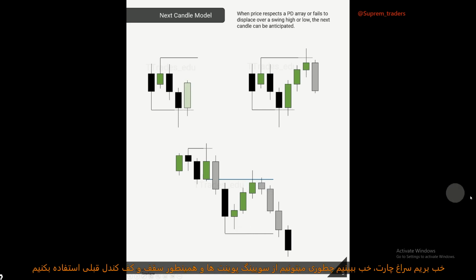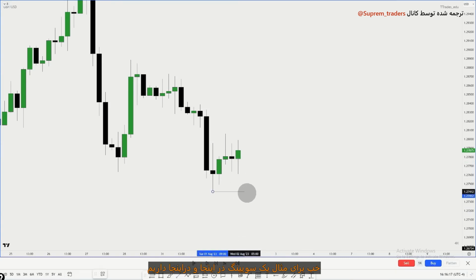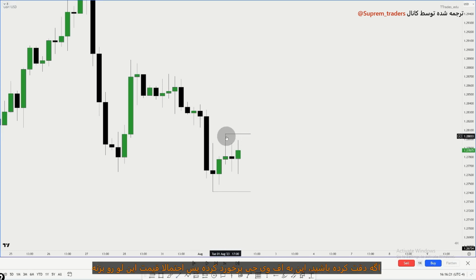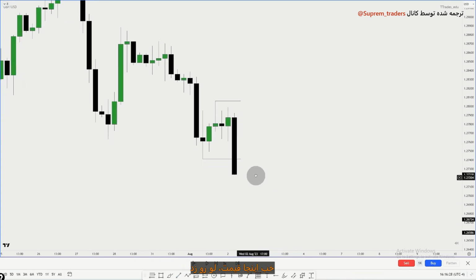So let's get into the charts. Let's take a look at how we can use swing points as well as just using our previous candle's high and low and putting it all together. So for example here, we have a swing point resting here and here. You notice this one came out of a fair value gap. We're likely to reach for this low. So let's see what happens. Right here, we reach for this low.